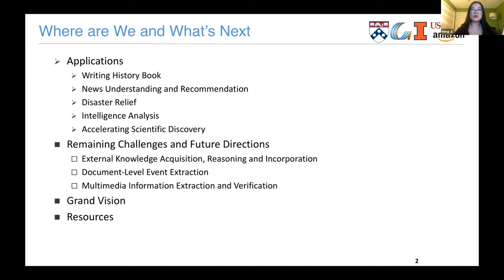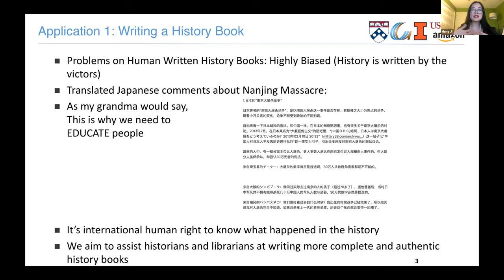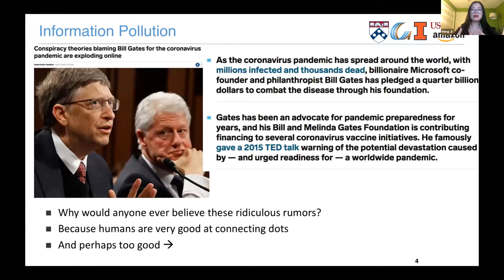At the beginning, Dan talked about this basic idea of writing a history book. We would like to have a system that can help historians and librarians construct a history book. The motivation is very clear, because human-written ones are not very complete and sometimes highly biased. And now because we have all kinds of multimodal, multilingual information coming from a very wide range of data, it's time to really take advantage of all these techniques we have and create this kind of assistant.